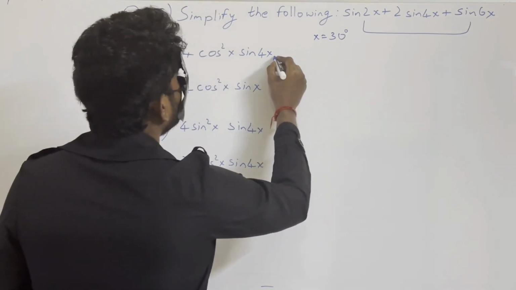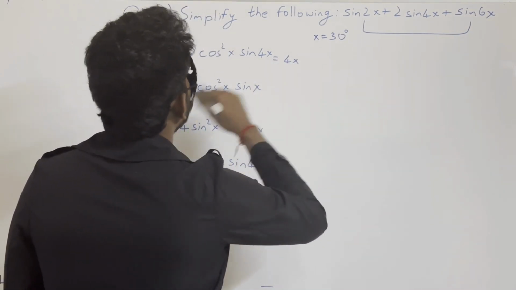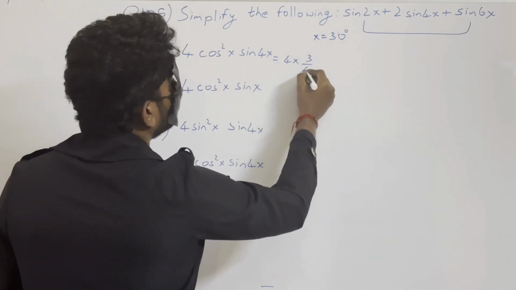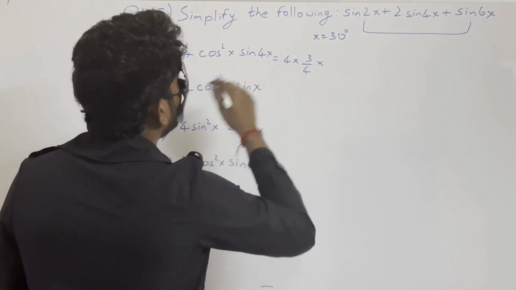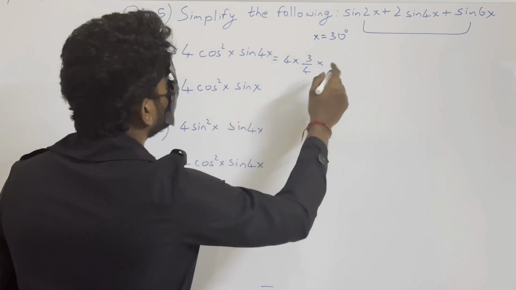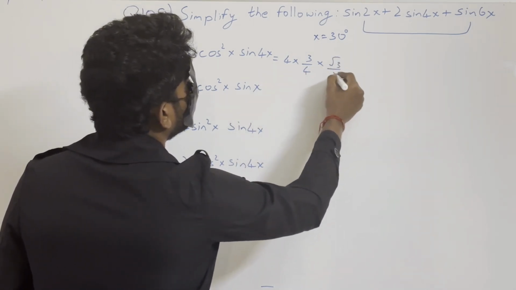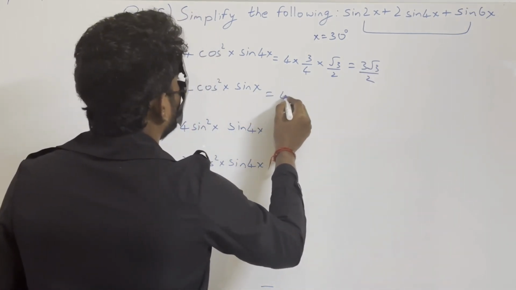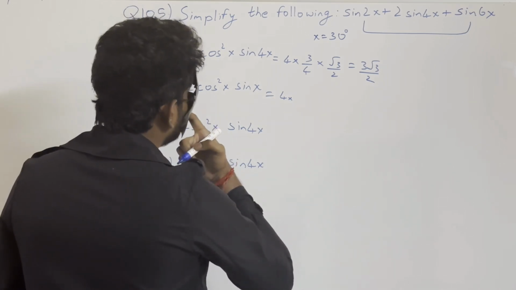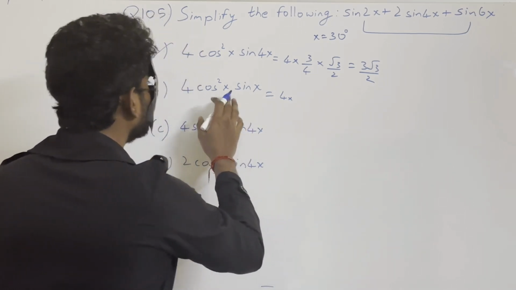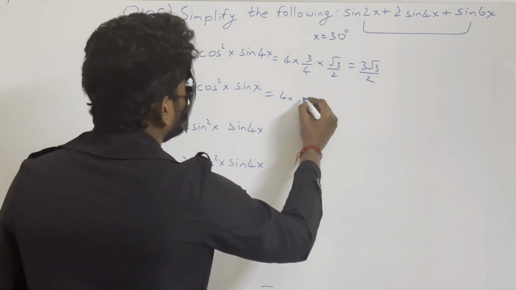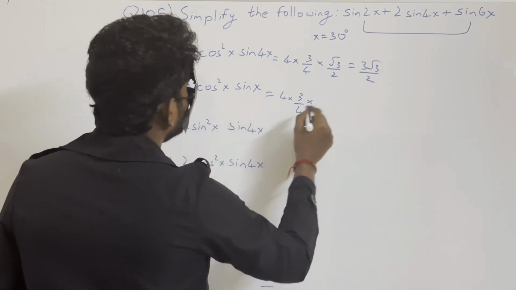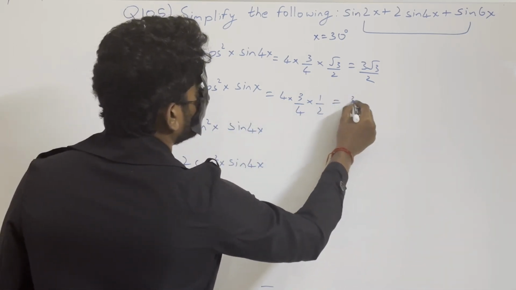Now this will be nothing but 4 into cos 30, which is root 3 by 2, whole square, which is 3 by 4, into sin 120. Sin 120 is nothing but sin 60, which is root 3 by 2. This will be 3 root 3 by 2. Now 4 into cos square 30 is 3 by 4, into sin 30. Sin 30 is nothing but 1 by 2, so this equals 3 by 2.